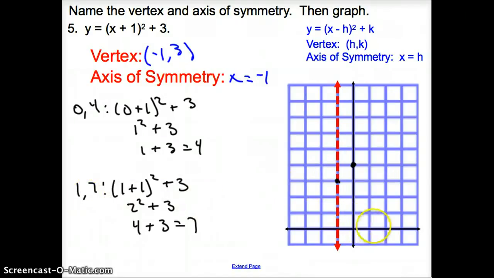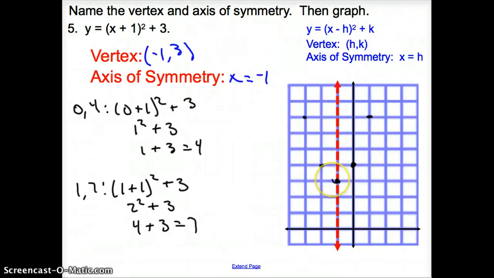So from my origin, I go over 1, up 1, 2, 3, 4, 5, 6, 7, put a point. Now let's reflect these points over the axis of symmetry. So 1 to it, 1 away, draw a point. 2 to it, 2 away, draw a point. Now we have our points.